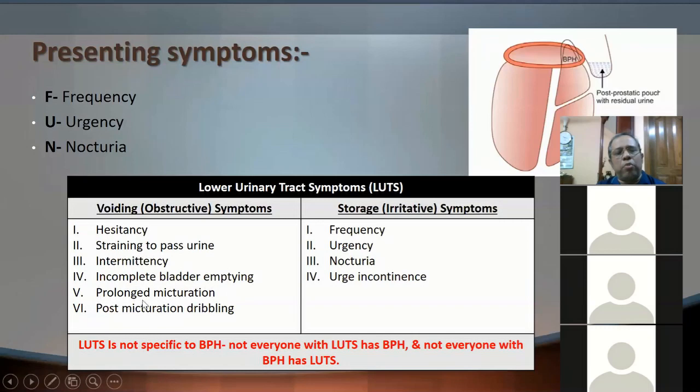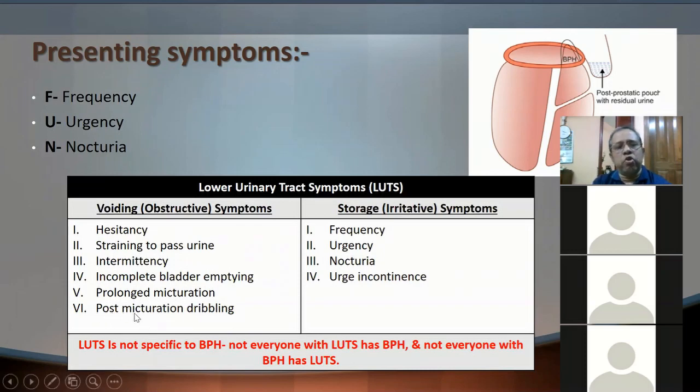And prolonged micturition. A young individual who goes to urinate rapidly comes back within a few minutes. But an elderly patient with an enlarged prostate goes to the toilet and it takes time. Initially it takes time to start, and after starting the urination, there are some interruptions and delay. For that reason, there is prolonged micturition.